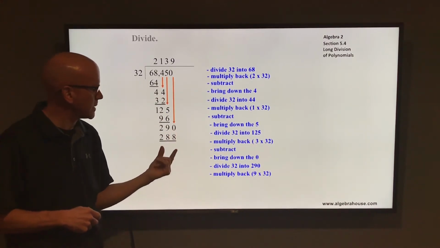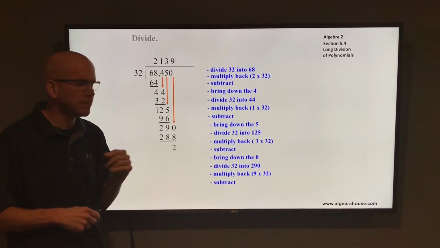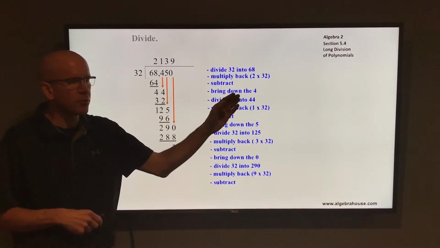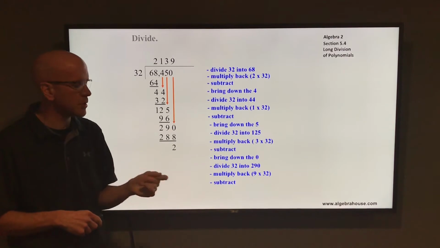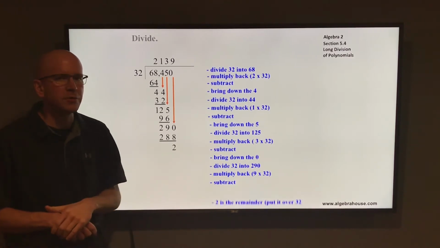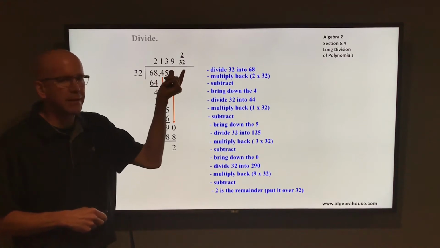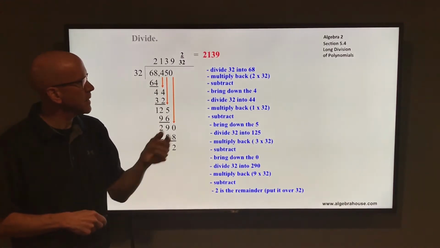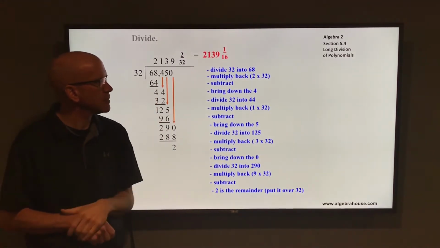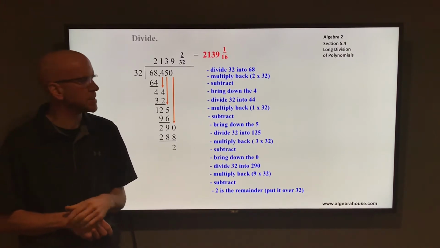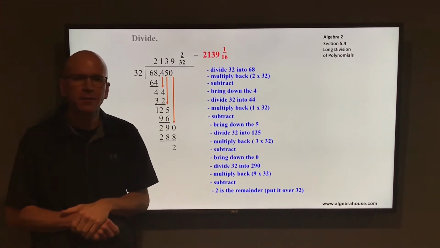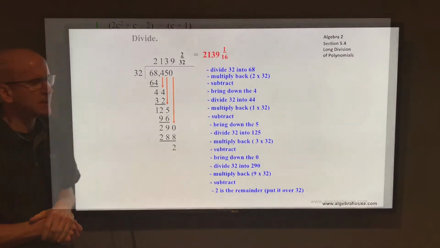And then subtract again. You're going to be left with 2. Now you could take this further, you could get into decimals, or you could put that 2 over 32, because that is what we know as the remainder. So you could put 2 over 32, but that 2 over 32 reduces, and that reduces to 1/16. So 2,139 and 1/16 is what you get when you divide, the good old days before calculators.